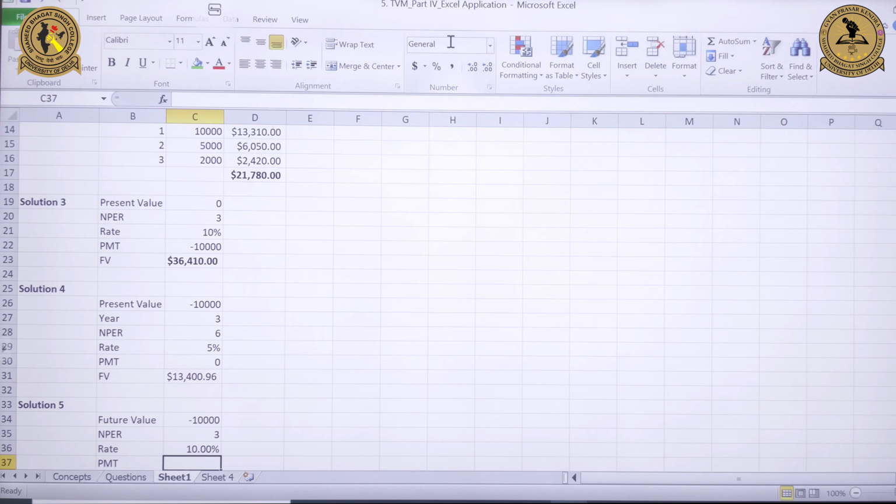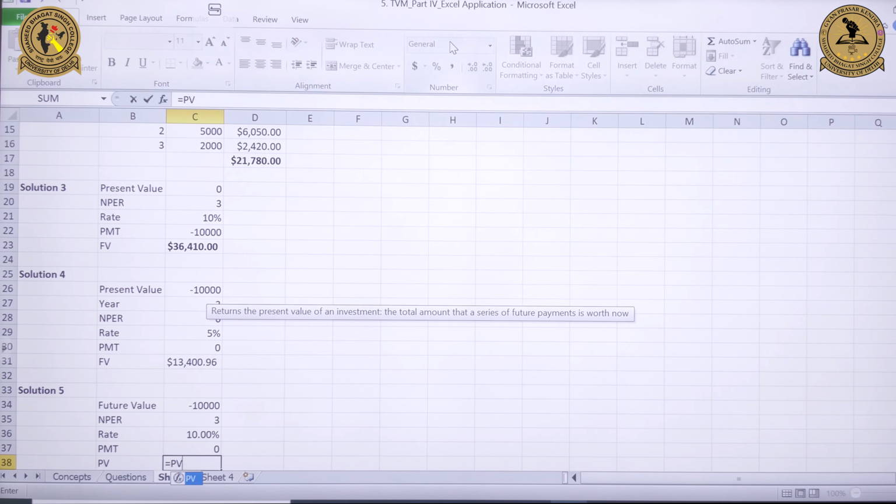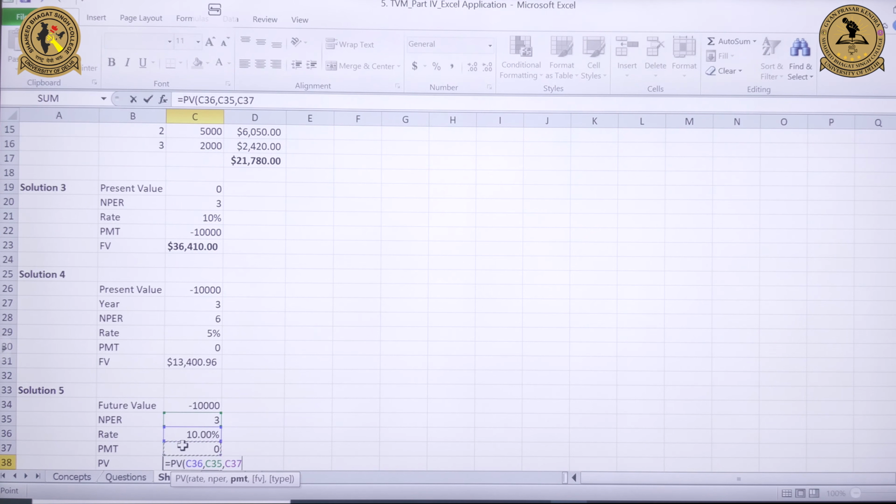PMT is 0. And we need to calculate the present value. In order to calculate the present value, we need to type equals PV. The moment I type equals PV and double click on it, again it is asking for rate. Click on C36, comma, then click on NPER, comma, PMT, which is 0 in this case, future value, which is minus 10,000 or represented by C34, and comma. Since we need to calculate the amount at the end of the period, you need to type 0 over here.